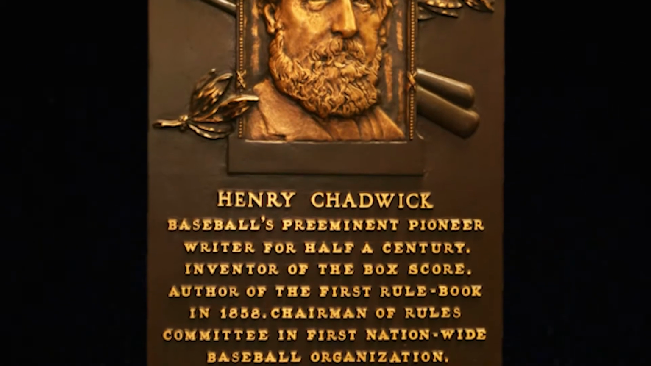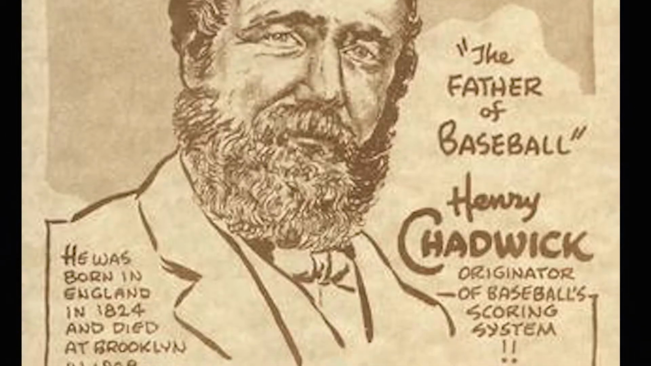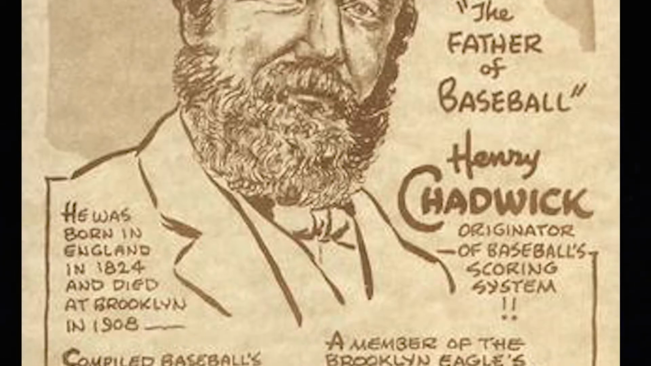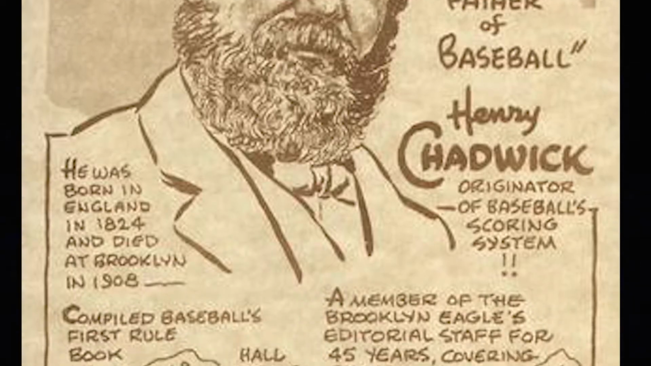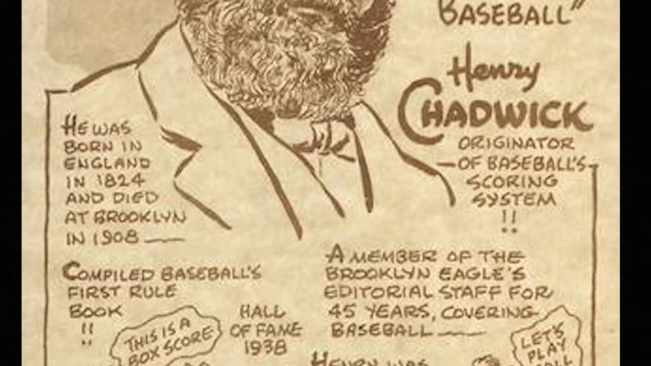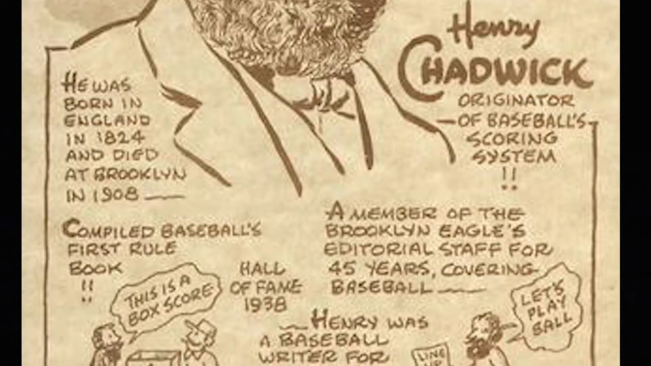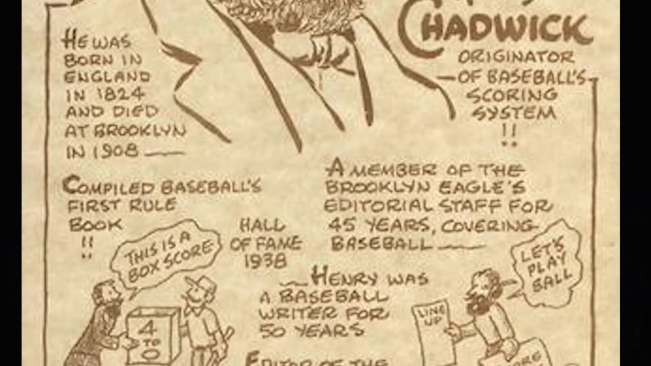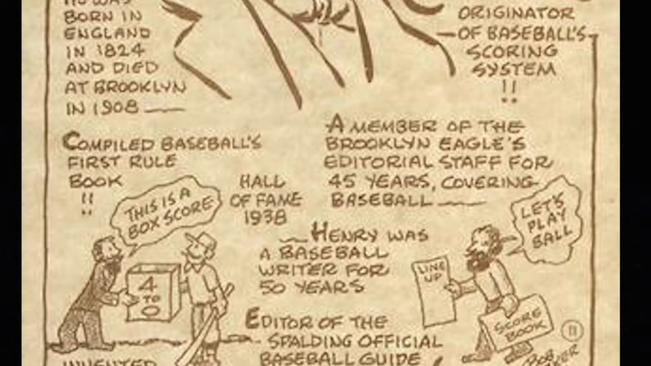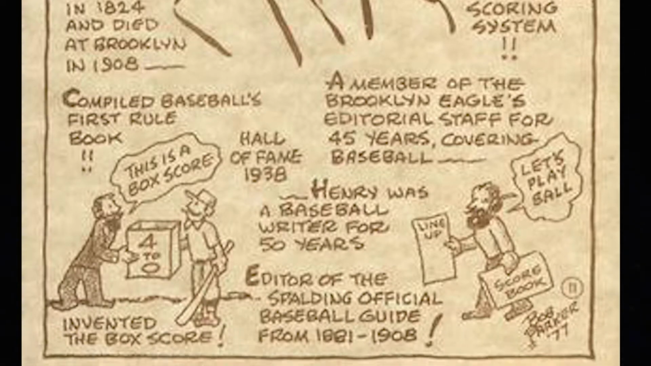Other things credited to Chadwick include the practice of separating earned runs from unearned runs, the practice of not including walks in any batting or pitching statistics, the abbreviation K for a strikeout, and the 1 through 9 numbering system used to identify the individual fielding positions in box scores and scorecards.